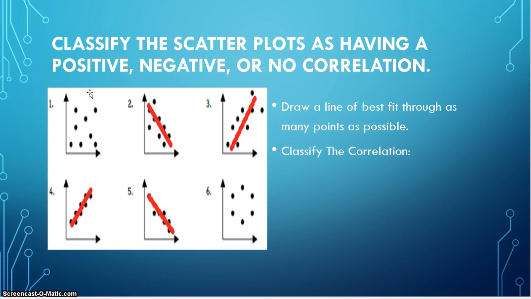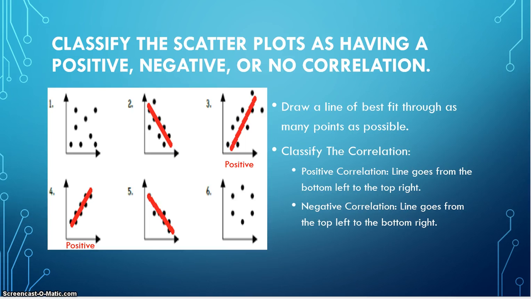So classify the correlation. And again, positive, the line goes from the bottom left to the top right. And as you can see, 3 fits that, and so does 4. So we're going to mark those as positive. Negative correlation line goes from the top left to the bottom right. So top left, bottom right. So we see 2 and 5 are definitely that. So we're going to mark those as a negative.